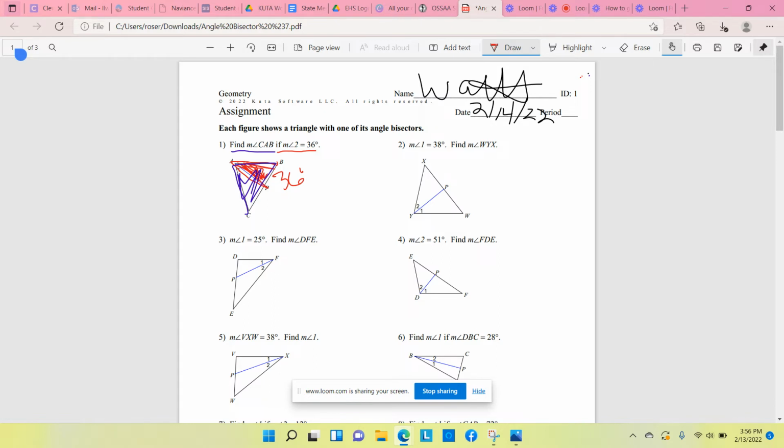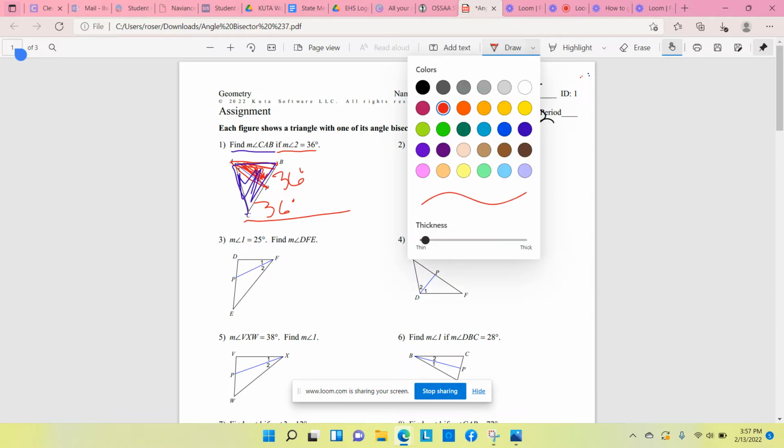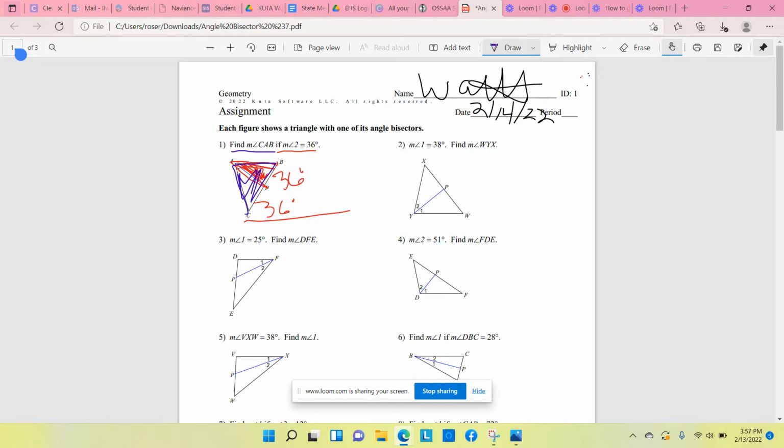The definition of an angle bisector is that it splits our larger angle into 2 equal parts. So if that red part is 36 degrees, what would the other half be? Correct. This half over here would be 36 degrees. Can we add them together to be the whole thing? Yes. 36 plus 36. 6 plus 6 is 12. Carry the 1. 3 plus 3 is 6 plus 1 is 7. 72 degrees. Do you guys remember the other way we can do it?